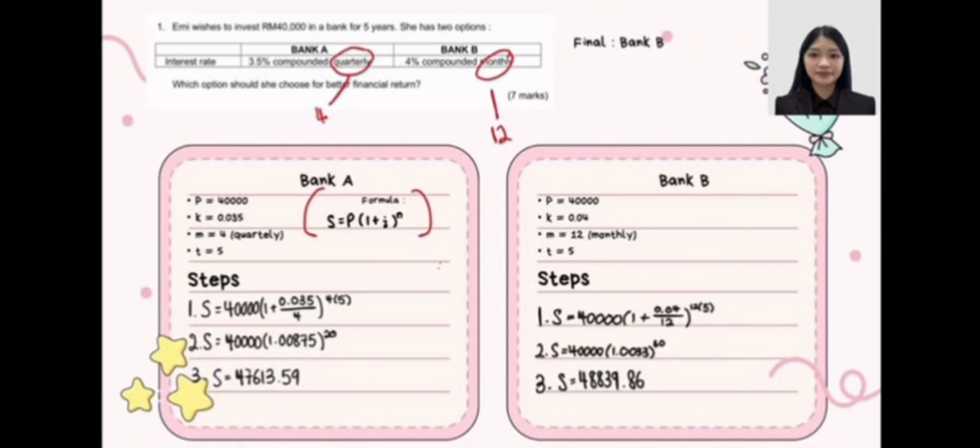So if we see from the start, 40,000 is given for P and T is equal to 5. So let's use the formula S equals P bracket 1 plus I bracket to the power of N. So we have sorted out the information here. So let's start with bank A.